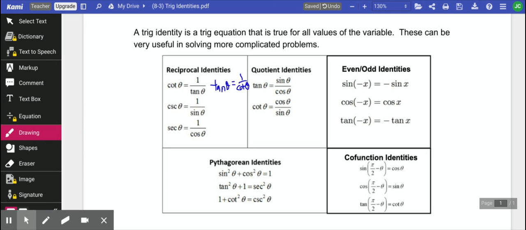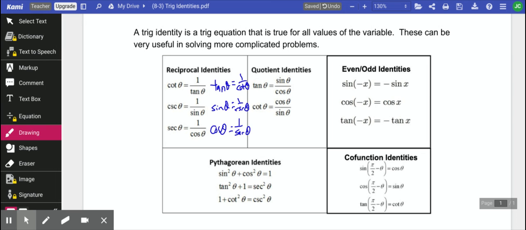Cosecant and sine are reciprocals. So cosecant is 1 over sine, and that also means that sine is 1 over cosecant. And secant and cosine are reciprocals. So secant is 1 over cosine, and the other way you can write this is that cosine is 1 over secant.